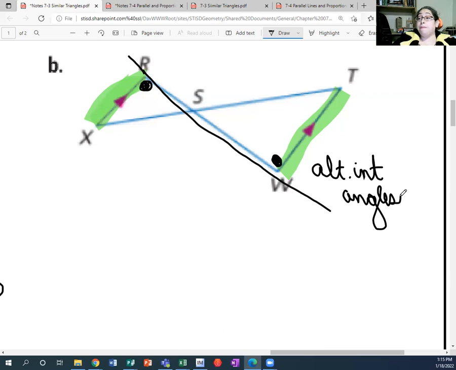Oh, okay. So by the theorem, what do we know is true about the measures of these alternate interior angles? They're congruent. Awesome. So because they're alternate interior angles, I can state that the angle at R is congruent to the angle at W. All right. I have one pair of angles congruent. I need at least one other pair of angles congruent to make this work.